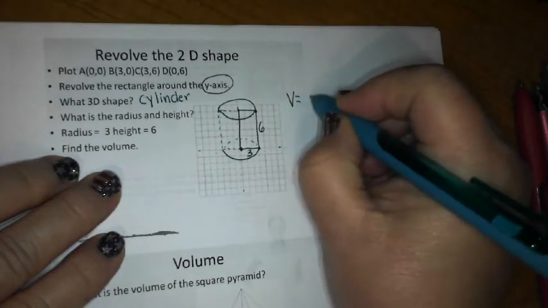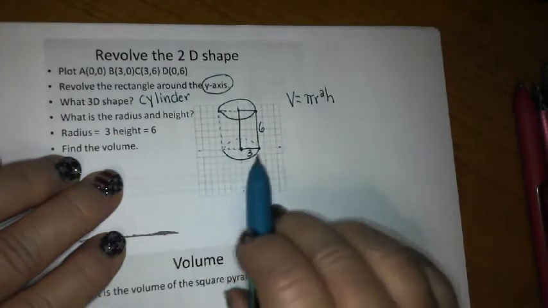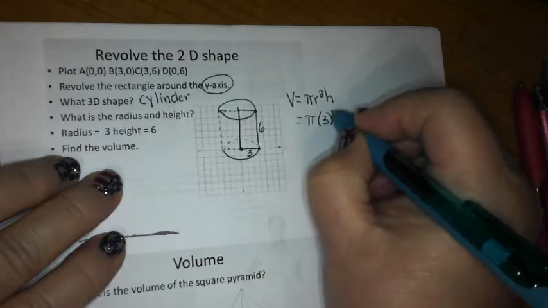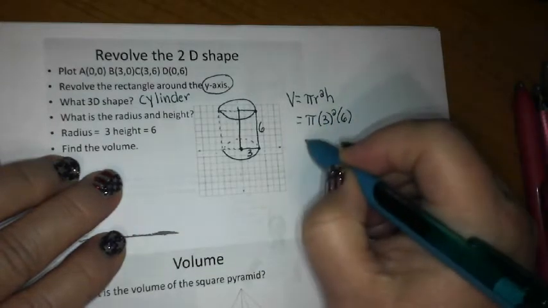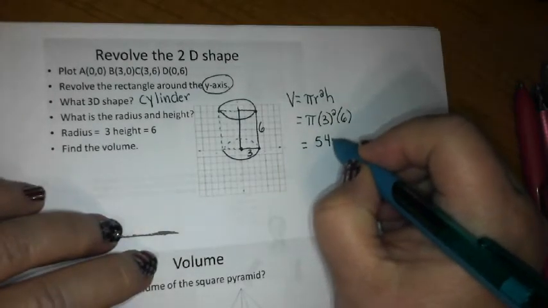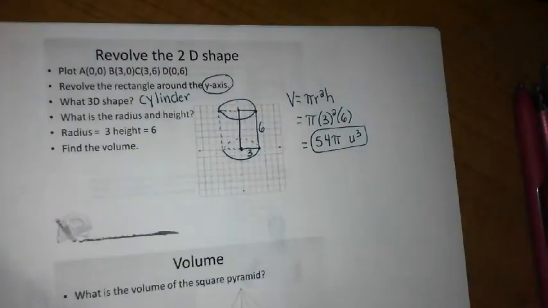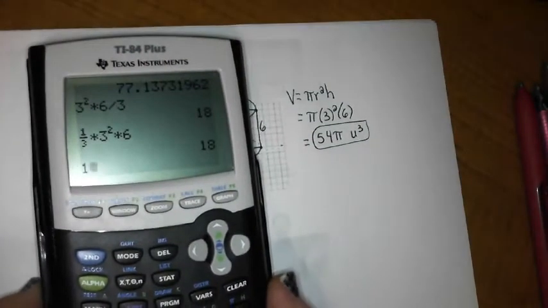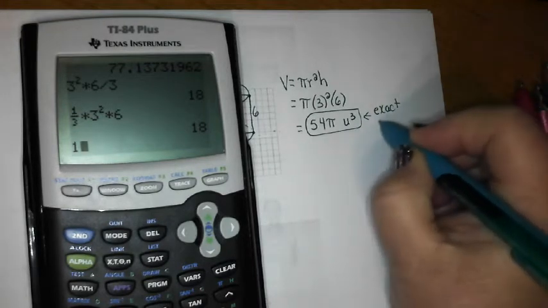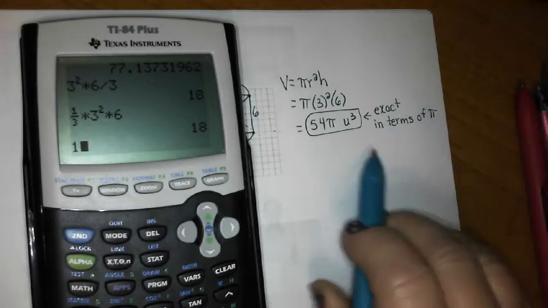Volume of a cylinder, pi r squared h. Pi r squared represents the circle on the bottom times the height. So we plug our values in: pi times 3 squared times 6. And I believe our answer is 54 pi. By the way, this is the exact answer, and if the question asks you to write it in terms of pi, that's the answer we're looking for.